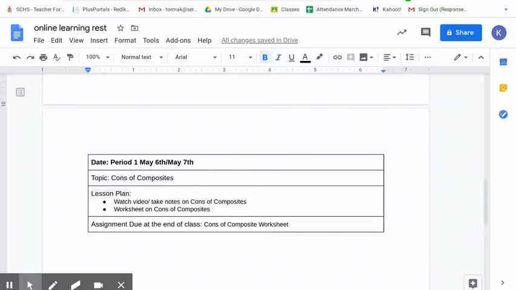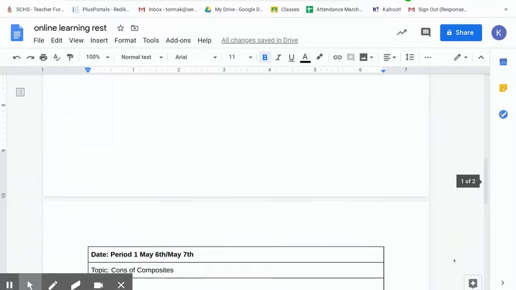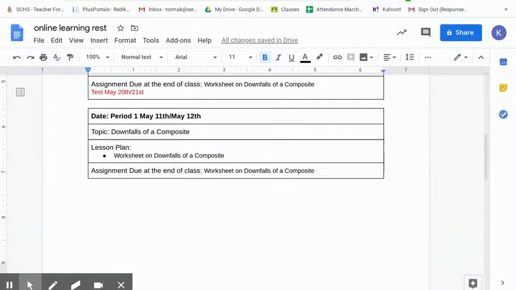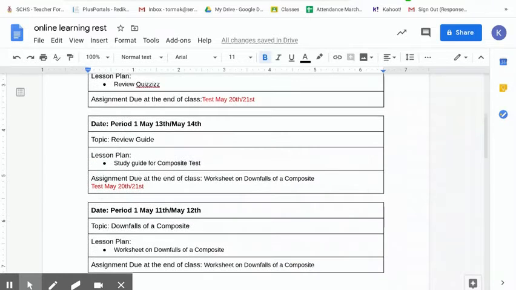So the last class we talked about the pros of composites. Today we're going to talk about the cons, so the bad things. Next class, we're going to go over a specific example of a problem that was faced in United States history from a composite failure. The next class, May 13th, or if you're in ninth period, May 14th, will be a review guide. So I'm going to give you the study guide for the composite test.